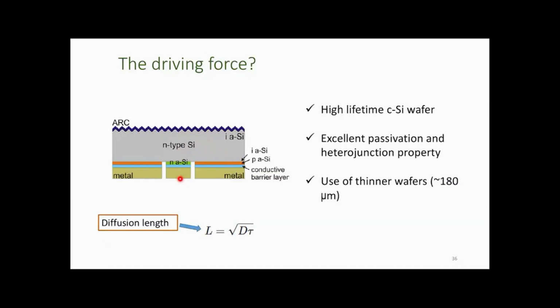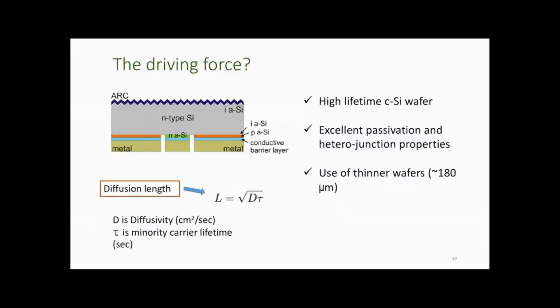And another requirement is the use of a very thin crystalline silicon wafer. How is the use of a thin wafer going to help? To answer this question, let me define the diffusion length of a carrier. A diffusion length of a carrier is the average length that a photogenerated carrier travels before it recombines.